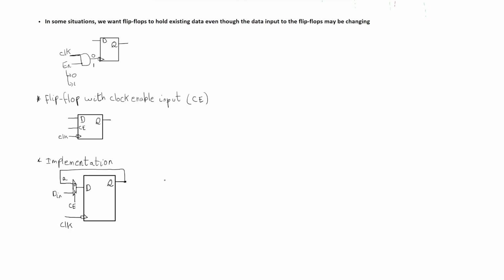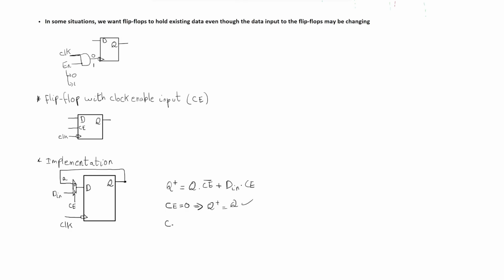So let's see the characteristic equation. Q plus will be equal to Q multiplied by CE prime, or CE bar, plus DN multiplied by CE. Let's look at this characteristic equation. When CE is disabled, when CE equals 0, we will get rid of this term here, and CE bar will be equal to 1. That means Q plus is equal to Q. We will hold the previous state.